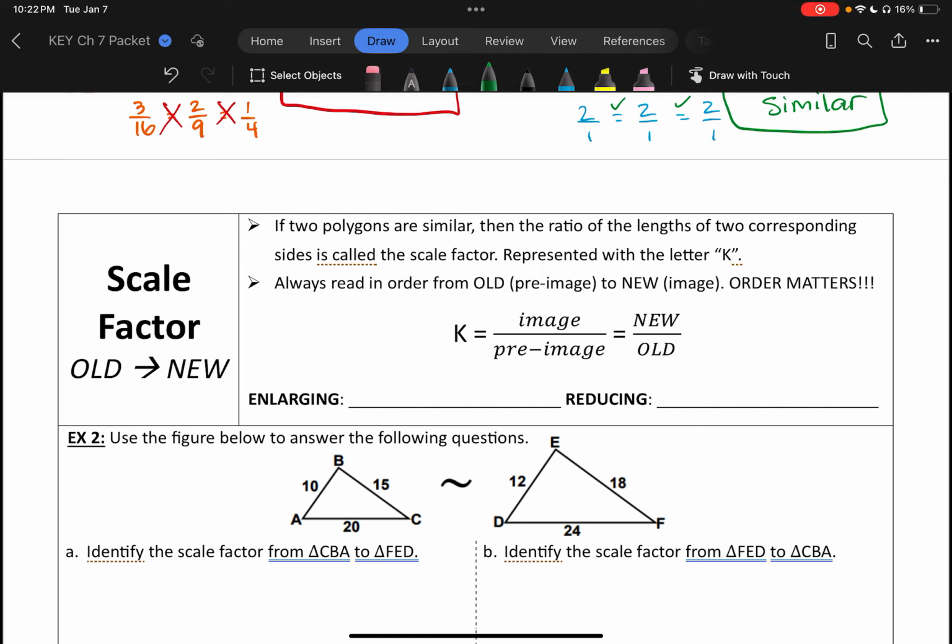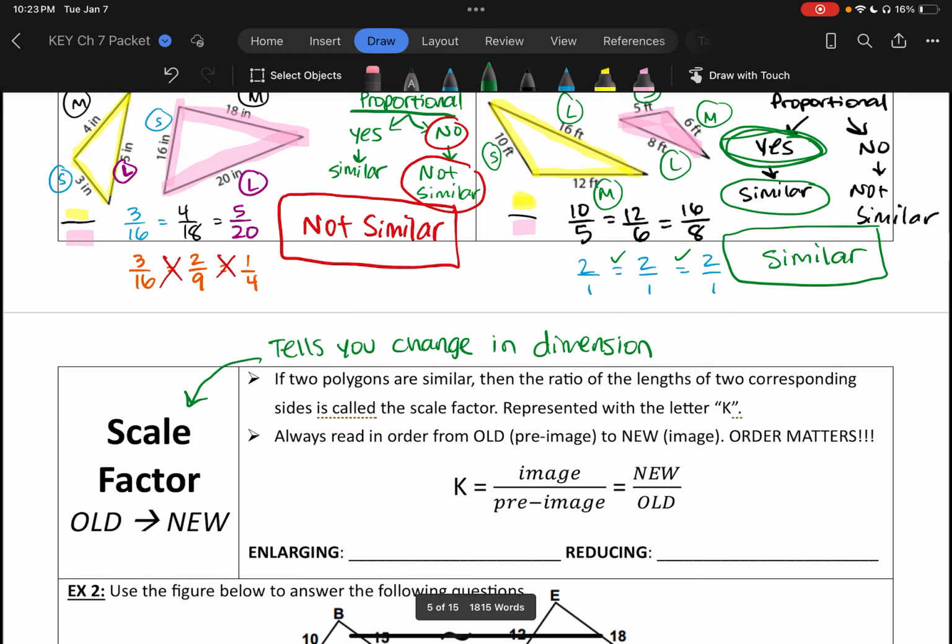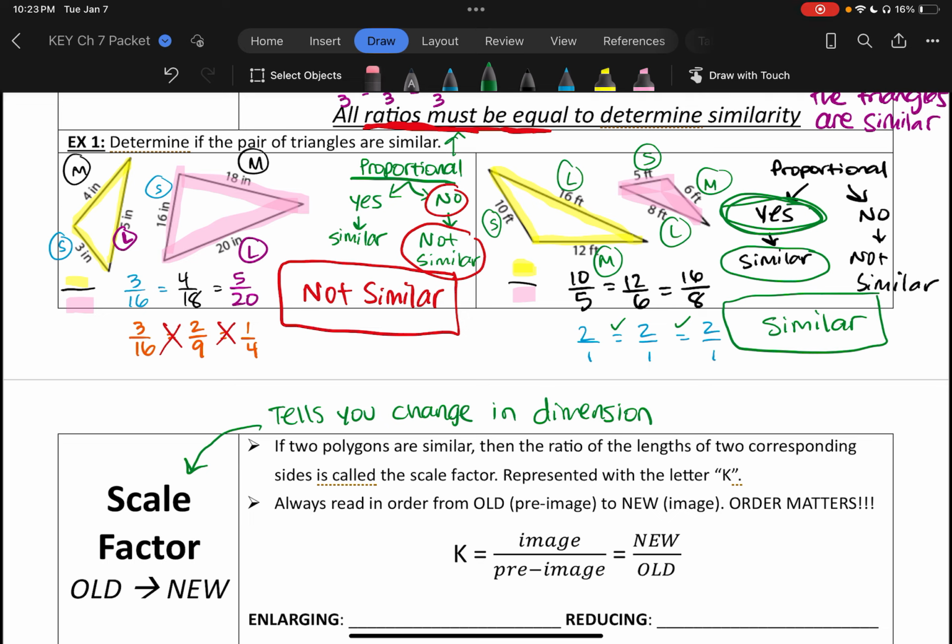So scale factor, what I really need y'all to understand, and it's not really stated here in the notes, but that's okay, because this isn't the emphasis of what we're learning, but it is worth mentioning here. The scale factor basically tells you the change in dimension. This will hopefully make sense as we look at the previous example. So I'm going to erase this so that we have a blank canvas to look at in the previous example.